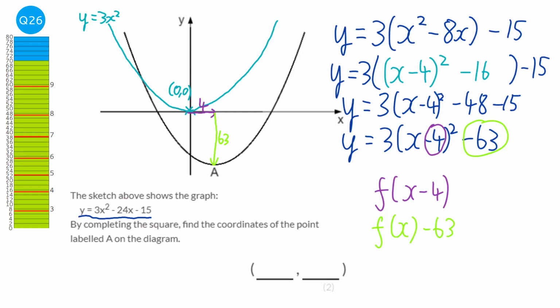So in total, we have f of x minus 4 take away 63. That's what we have in total. So we're moving just 4 to the right and then 63 down. So instead of 0, 0, our minimum point will be at 4, minus 63.